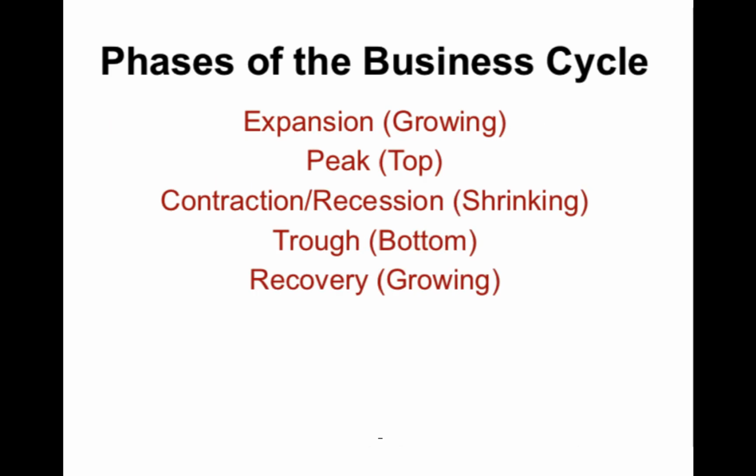So the phases of the business cycle, we have 5 of them. 4 of them are ones that we're really going to focus on. We call them expansion, which is when the economy is growing. A peak when we've reached the top of that growth, a contraction or a recession when the economy is then going to shrink, a trough where we bottom out and we can't get any lower, and then a recovery where we'll start growing again and then move into an expansionary phase again.